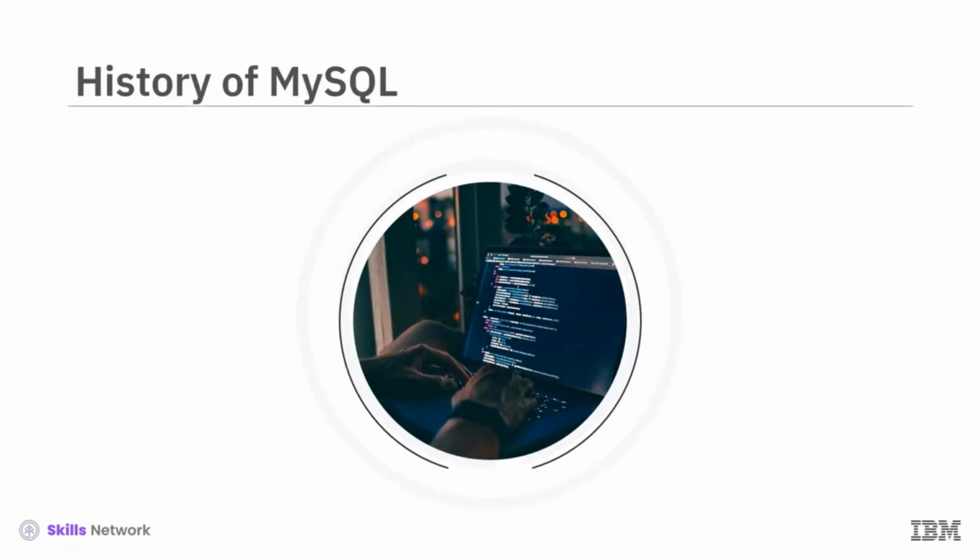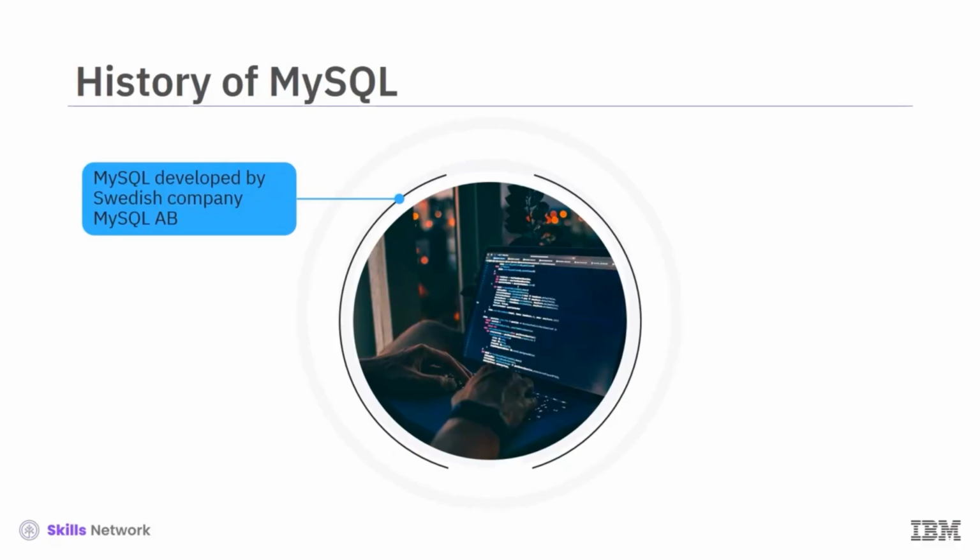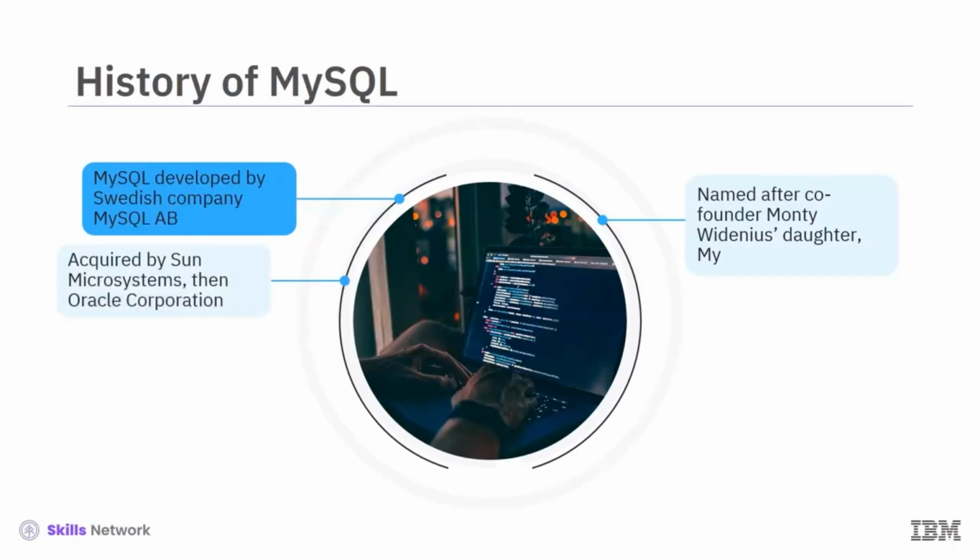Let us learn about the history of MySQL. A Swedish company, MySQL AB, initially developed MySQL, naming it after the daughter of co-founder Monty Widenius. Sun Microsystems later acquired MySQL AB, and subsequently, Oracle Corporation acquired Sun Microsystems. The MySQL logo features a dolphin named Sakila, selected from suggestions in a Name the Dolphin contest.